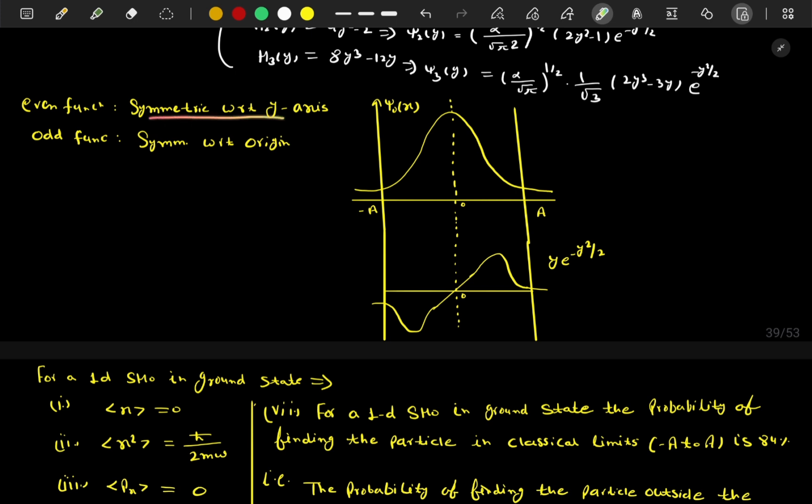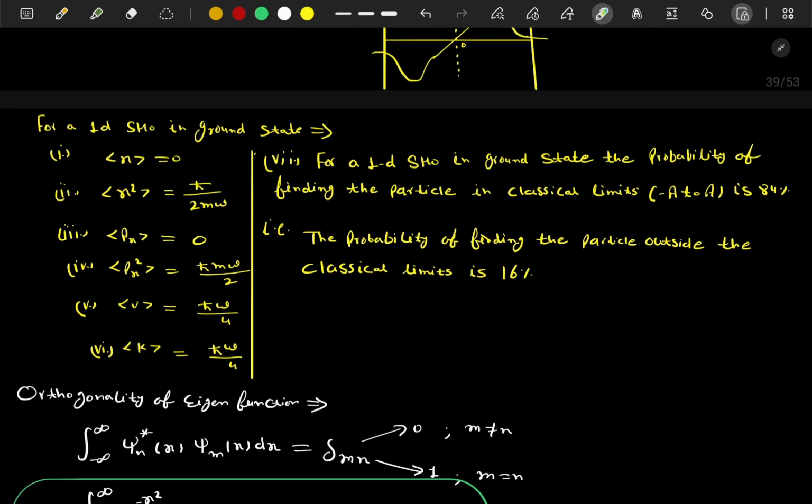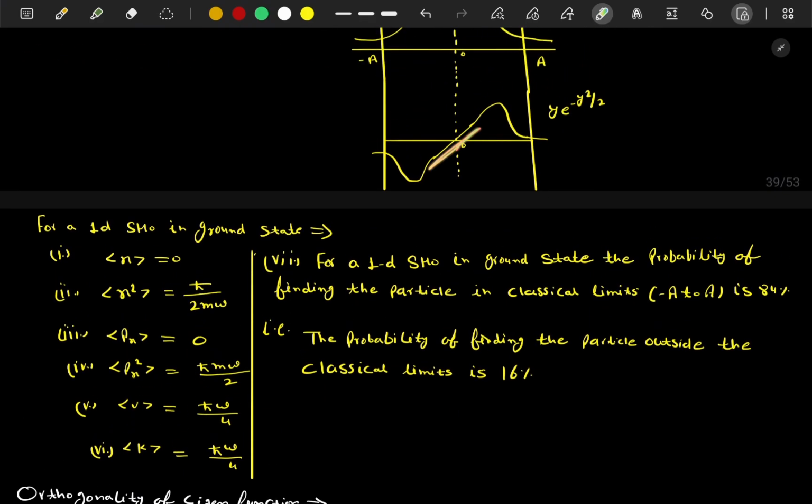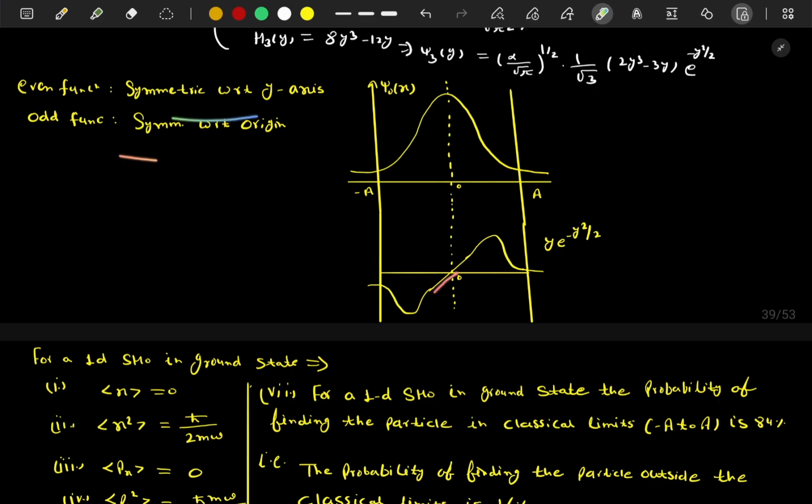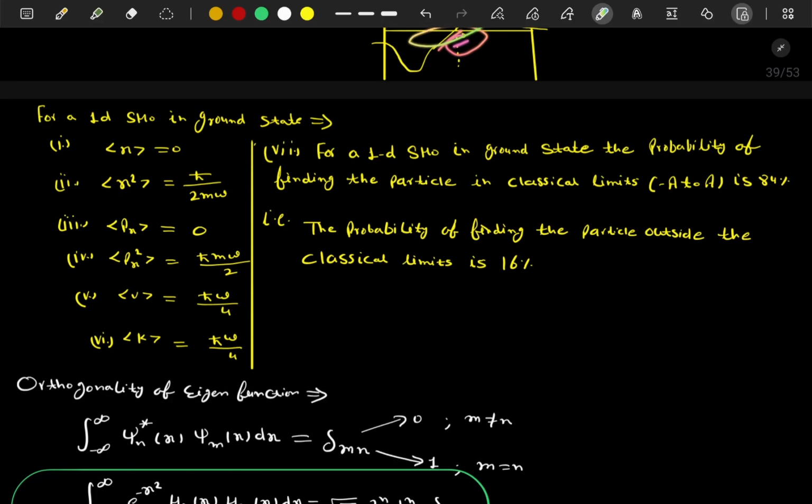So even functions are symmetric with respect to the y-axis, and odd functions are symmetric with respect to the origin. Odd functions are those which are symmetric with the origin. Now points to remember.